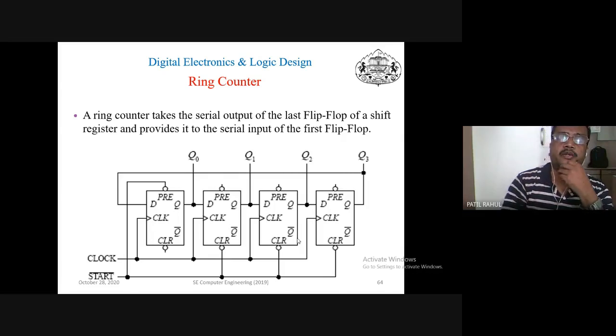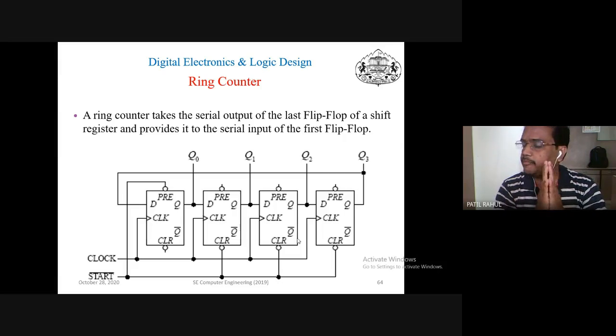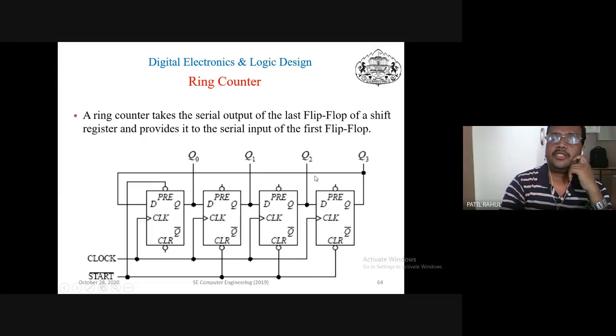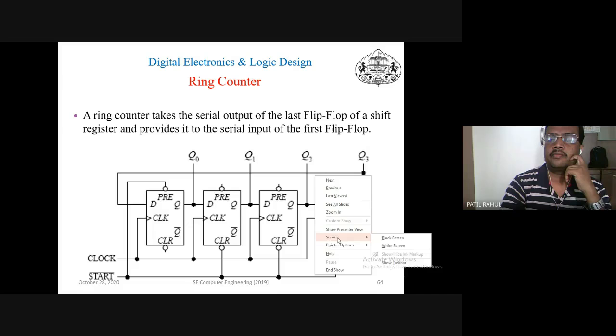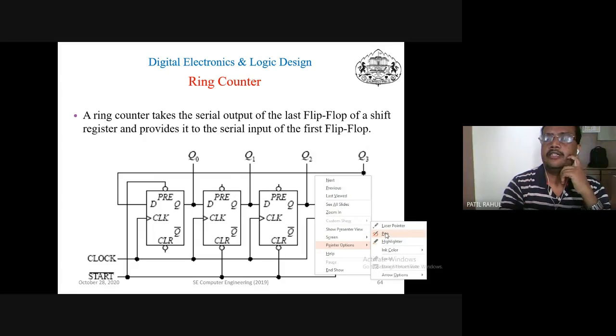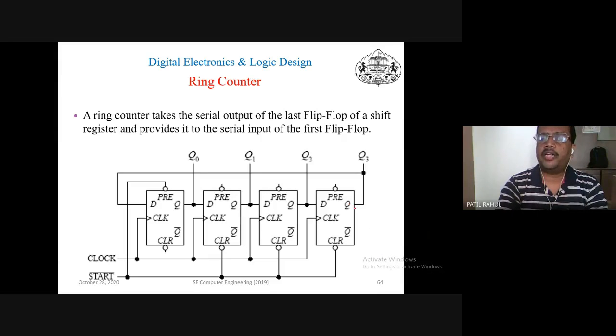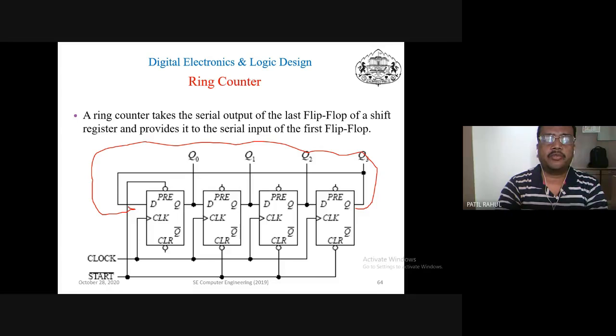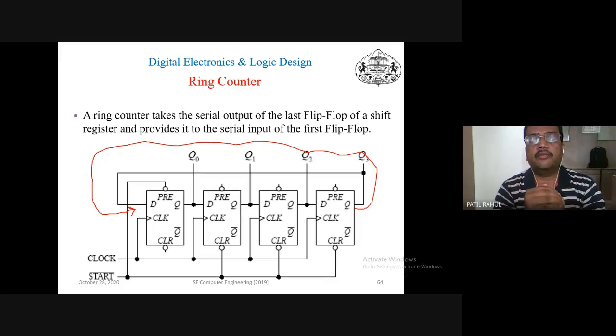Students, if you observe this circuit diagram, there are 4 D flip-flops used. In these D flip-flops, you observe the output of the last flip-flop. See here, this is the output of the last flip-flop. This output is connected to the input of the first flip-flop. This is one change as regards the previous circuit diagrams.